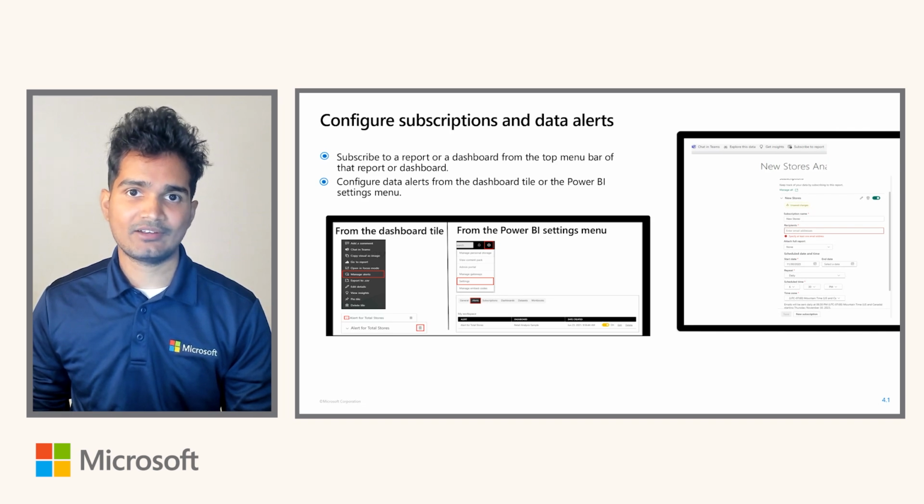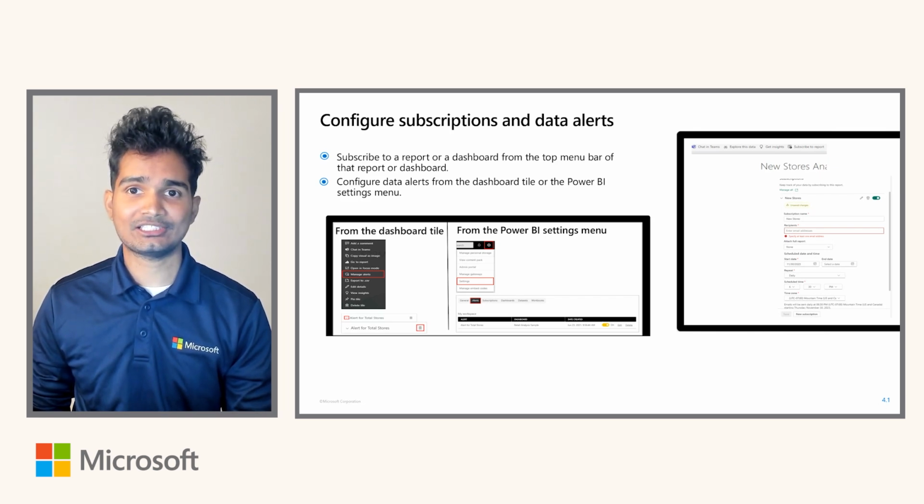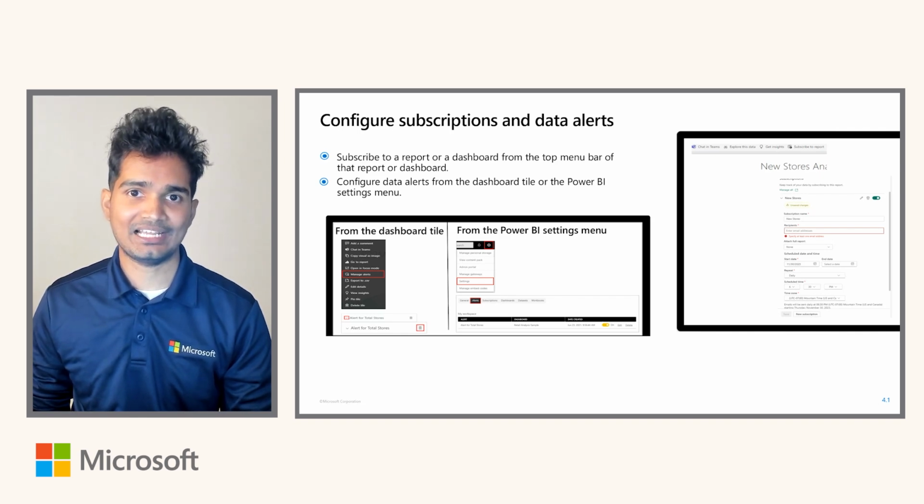Know the steps to configure subscriptions. To add data alerts, select a tile on your dashboard, click the ellipsis, and choose Manage Alerts. Set your alert conditions and thresholds, and enable the alert to save the settings.